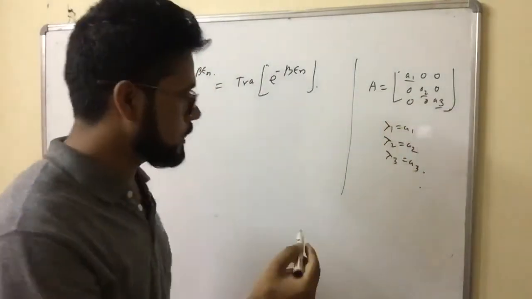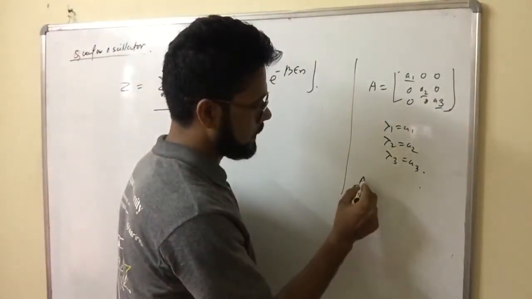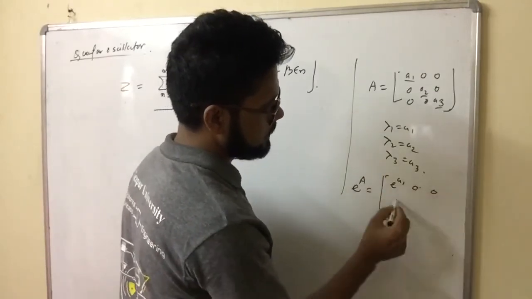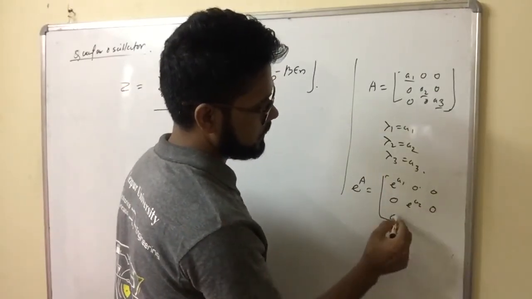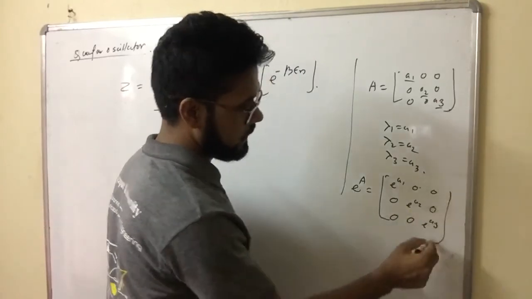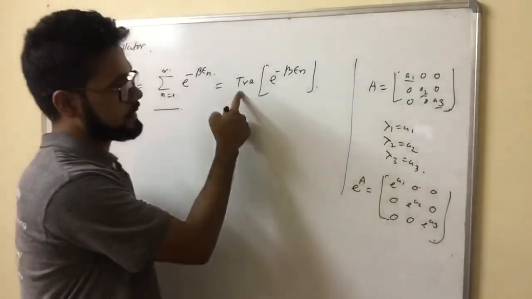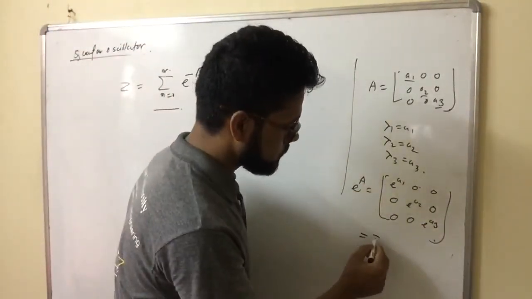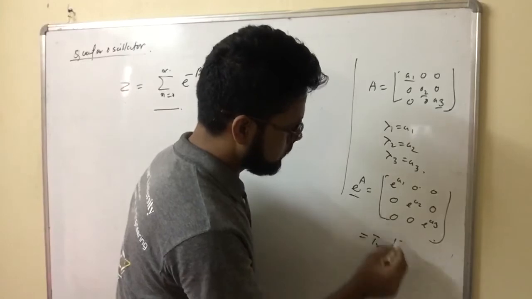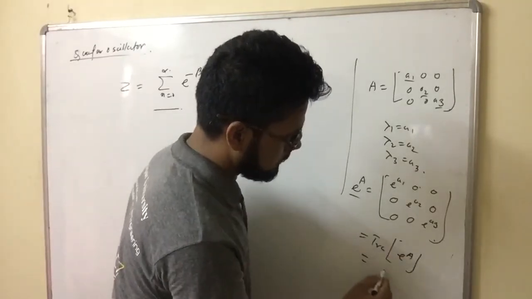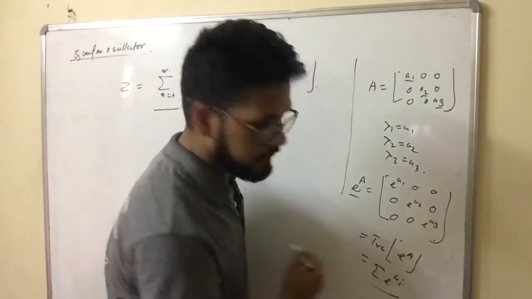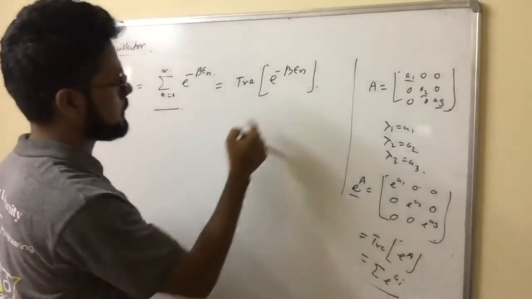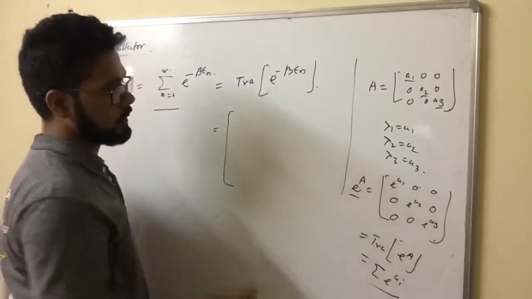If I want to form an exponential matrix, then nothing to do, just e to the power A1 0 0, 0 e to the power A2 0, 0 0 e to the power A3. Clear? Similarly, the trace of a matrix equals the sum of diagonal elements. So the trace of e to the power A matrix is the sum of e to the power Ai, right? Similarly, this is the trace of the exponential matrix. The sum of the trace means you can expand this matrix like that.